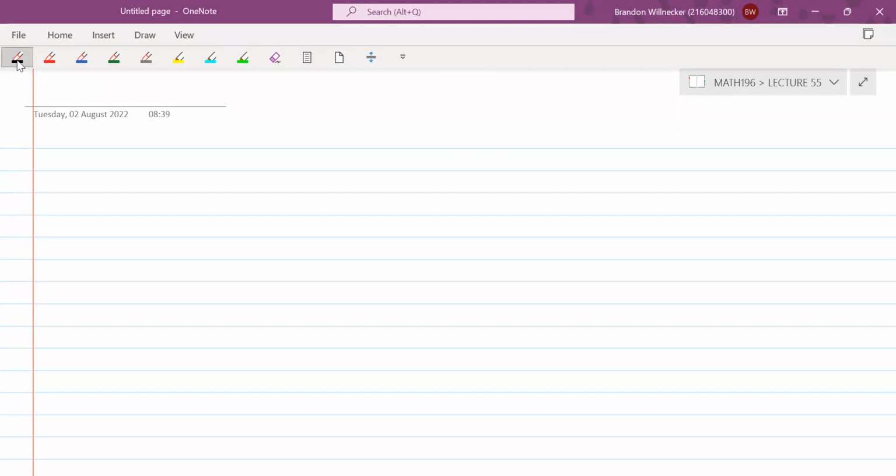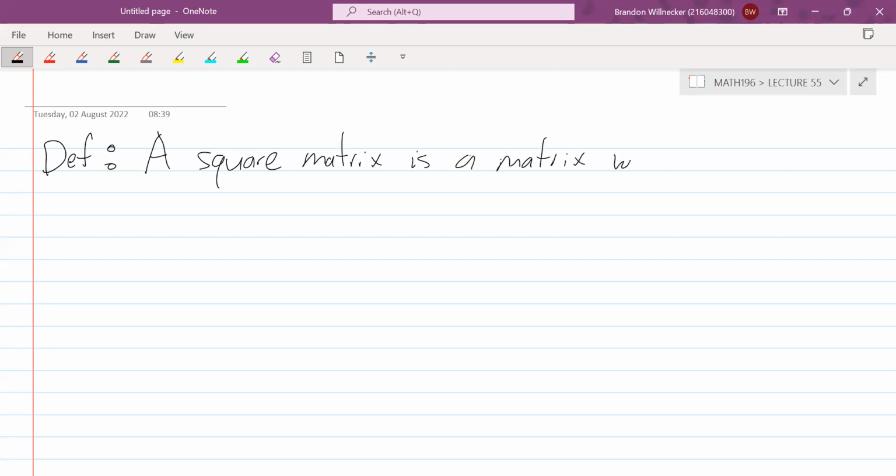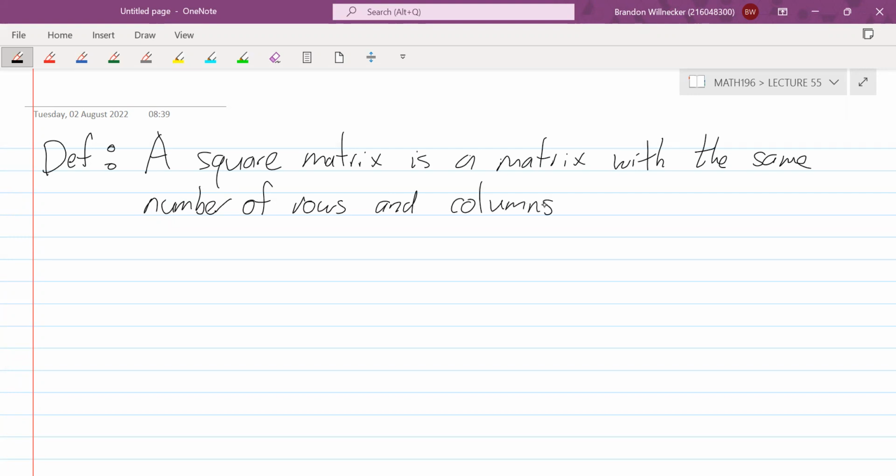Okay, so the first definition is that of a square matrix. Definition: a square matrix is a matrix with the same number of rows and columns. So it has n rows and n columns.